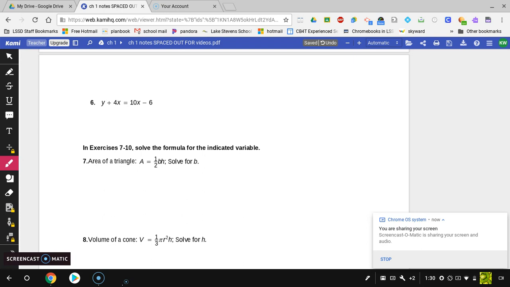Okay, so let's take a look at number 6 now. We've got x's on both sides, so we want to fix that problem and get all of our x's on one side. So I'll subtract my 4x over. I have y is equal to 6x minus 6. We're still trying to get x by itself, not y though. So I'll add the 6 over. So I'm left with y plus 6 is equal to 6x.